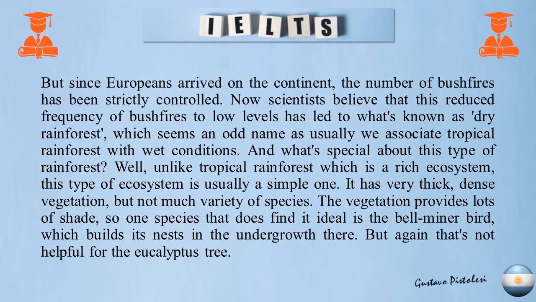And what's special about this type of rainforest? Well, unlike tropical rainforest, which is a rich ecosystem, this type of ecosystem is usually a simple one. It has very thick, dense vegetation, but not much variety of species. The vegetation provides lots of shade, so one species that does find it ideal is the bell myna bird, which builds its nests in the undergrowth there. But again, that's not helpful for the eucalyptus tree.